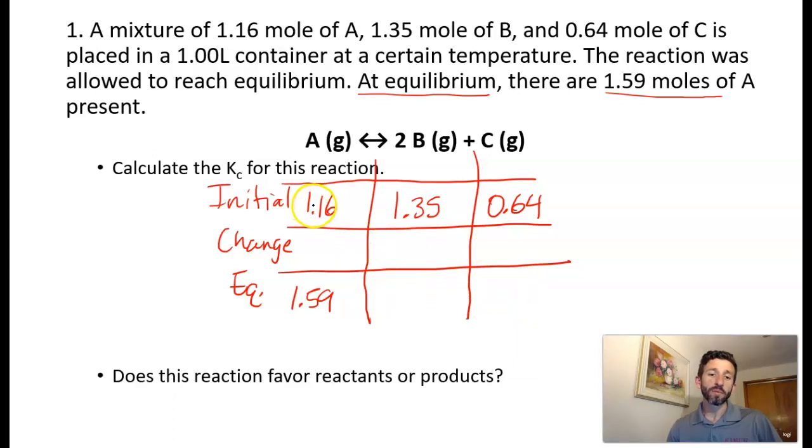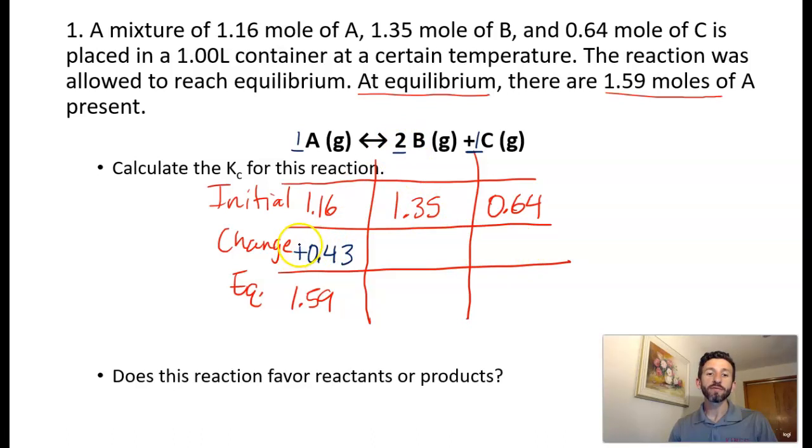So 1.16 to 1.59, that means I added 0.43. That's just very simple algebra. 1.59 minus 1.16 is 0.43. Okay? Now, how much did these change? Well, because there is a mole ratio, the coefficients in here, I can use the ratios to figure out how much I gained or lost of each reactant or product, okay?